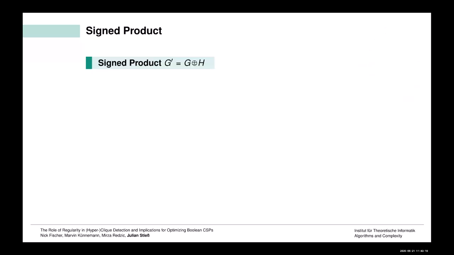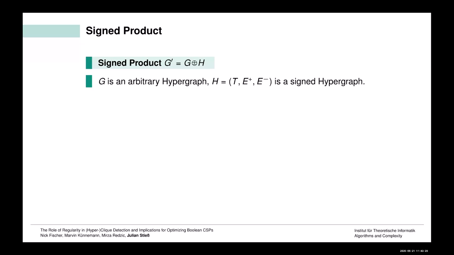So for this, let's introduce the sign product, here denoted by O+ in a circle, of some graphs G and H. This is asymmetric because G can be an arbitrary hypergraph and H is a signed graph. So basically just a hypergraph that has a coloring function, coloring edges either positive or negative. In this case, we'll denote the positive edges by E plus and the negative edges by E minus.